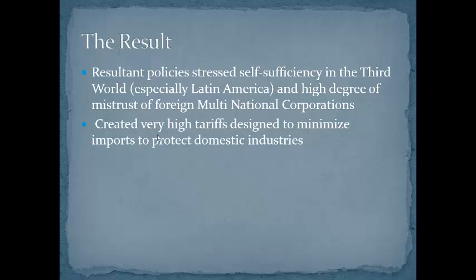And so as a result, we saw lots of policies develop in Latin America in particular that stressed self-sufficiency, the idea that Latin America should look out for itself first. And there was a high mistrust of foreign multinational corporations. And so one striking example of this is the United Fruit Company's involvement in Guatemala in the 1950s. So you might know the United Fruit Company. They eventually become Chiquita Banana. They were very influential in Guatemala following World War II.